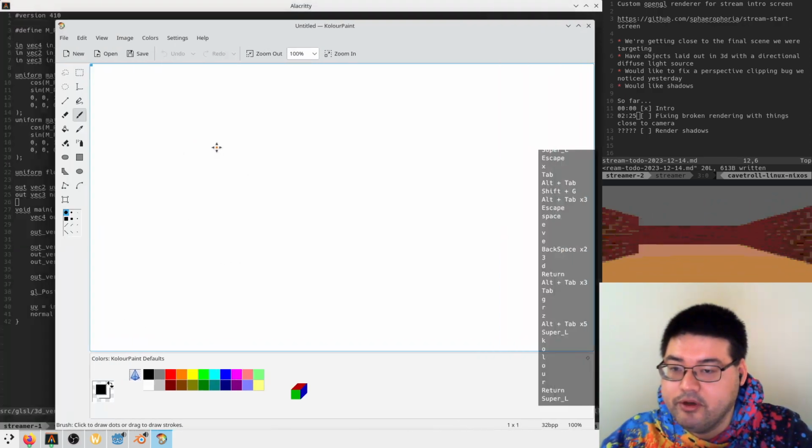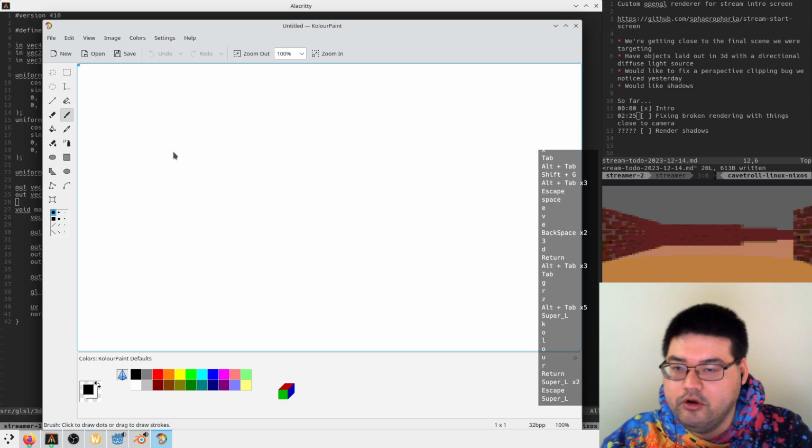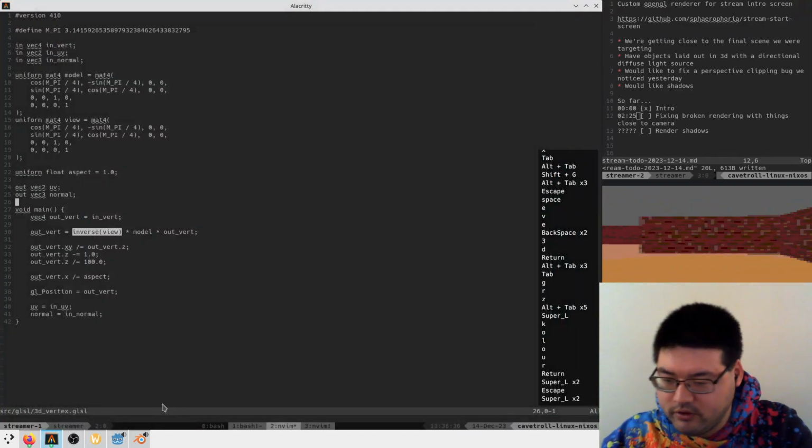Can I please have a brush? Why can't I draw on this? I don't know why this window is not working. What the fuck?